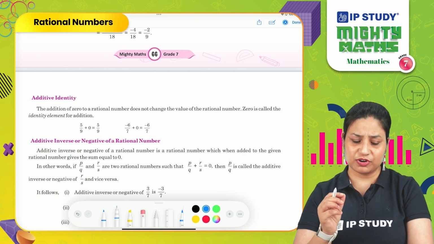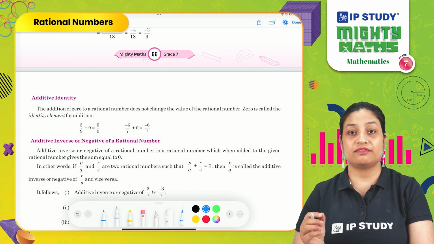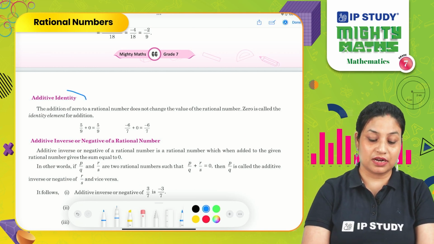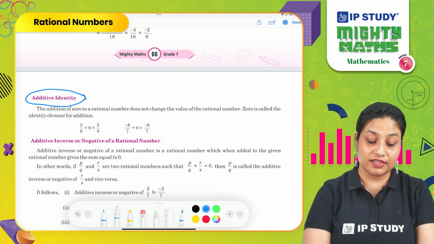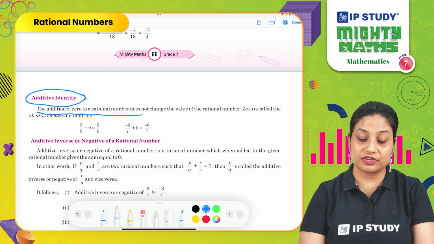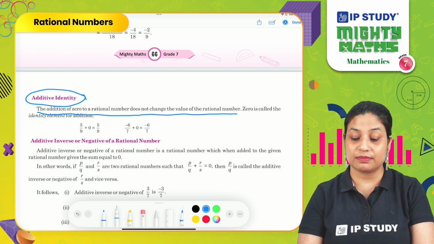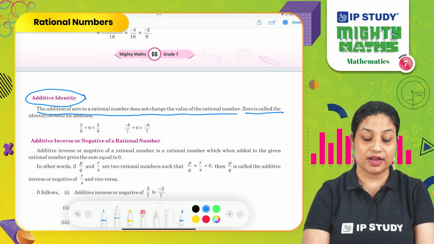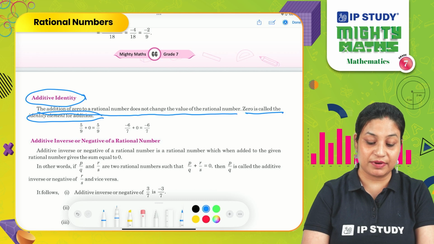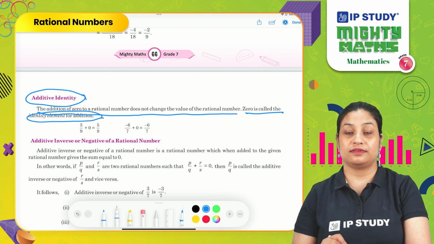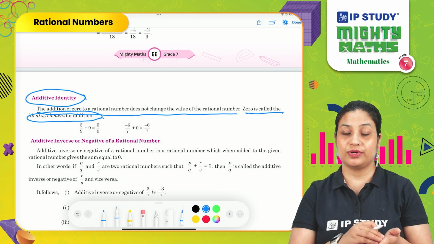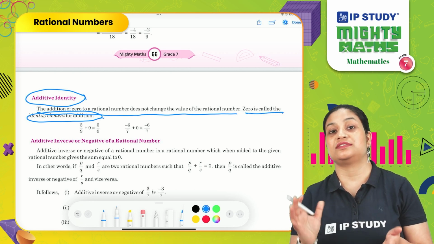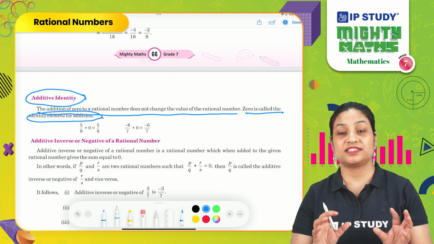Now, there are small topics related to addition of rational numbers. So here, additive identity. What it is saying: the addition of 0 to any rational number does not change the value of the rational number. 0 is called the identity element for addition, right? So whatever rational number you have, if you are adding 0 to it, you will get the same rational number as a result. This is what the statement is saying.